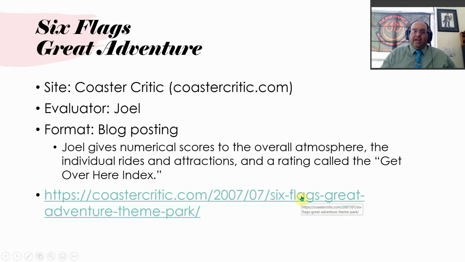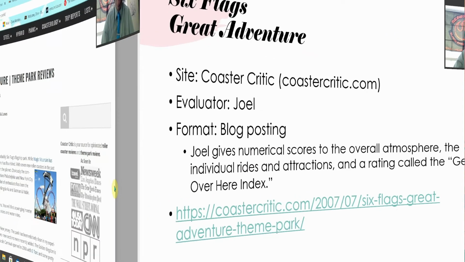The site is Coaster Critic, which is a blog. It looks like it may not have been active in the last few years. This is from 2007, so we're talking about a 14-year-old review. It is a blog posting by an evaluator named Joel, who gives numerical scores to the overall atmosphere, the individual rides and attractions, and a rating called the Get Over Here Index. He will explain what that is. It's basically how much excitement he feels from each element that he evaluates. So let's take a look at his evaluation.